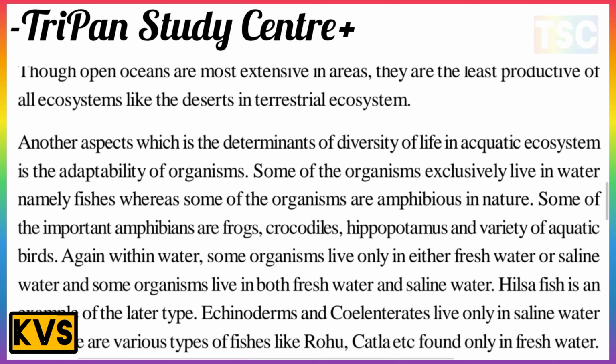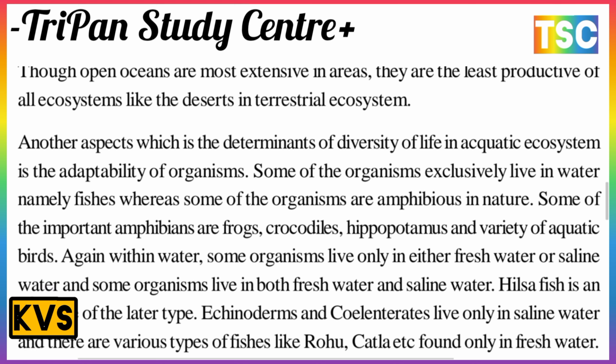Another aspect, which is a determinant of diversity of life in the aquatic ecosystem, is the adaptability of organisms. Some of the organisms live exclusively in water, namely the fishes, whereas some of the organisms are amphibious in nature. Some of the important amphibians are the frog, crocodile, hippopotamus, and a variety of aquatic birds. Again, within water, some organisms live only in either fresh water or saline water. Some organisms live in both fresh water and saline water. Hilsa fish is an example of the latter type.